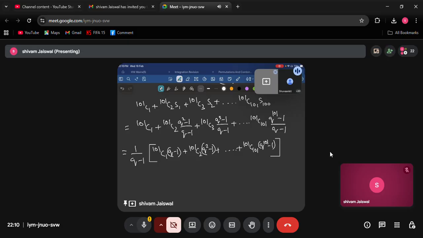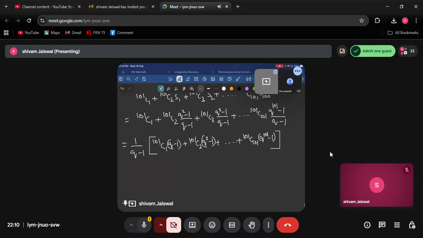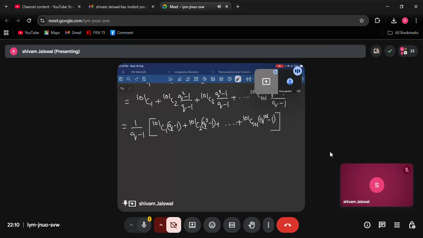Are you getting it, Shavankit? Yes, sir. Now what I'm going to do is separate the series. Basically, over here we have got 101 C1 into q, then 101 C2 into q square, then 101 C3 into q cube, up to 101 C101 into q to the power 101. Are you getting? Yes, sir. So in the first series, you are going to get 101 C1 into q plus 101 C2 into q square plus dot dot dot plus 101 C101 into q to the power 101.